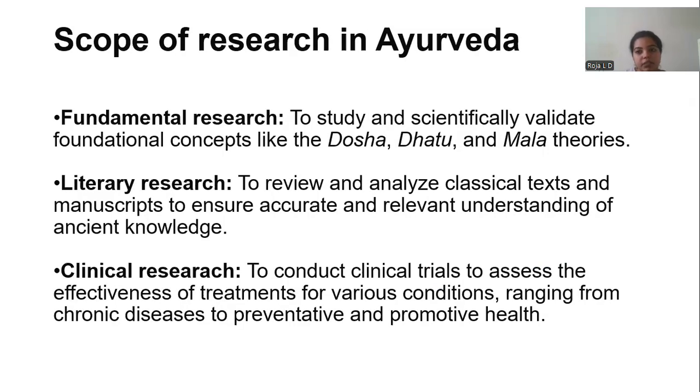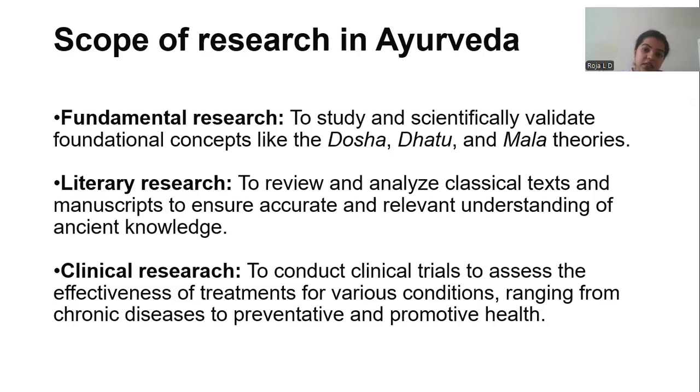Next is the scope of research in Ayurveda. Fundamental research: to study and scientifically validate foundational concepts like the dosha, dhatu, and mala theories. See, if we go to an unknown person and I tell them this dosha is aggravated in you, this dhatu is emaciated in you, you will not understand, right? The fundamental principles of Ayurveda are Tridosha, Sapta Dhatu, and Manas. How can you explain this to the normal public? How you can scientifically validate these terminologies comes under fundamental research. It is the scope of research in Ayurveda.